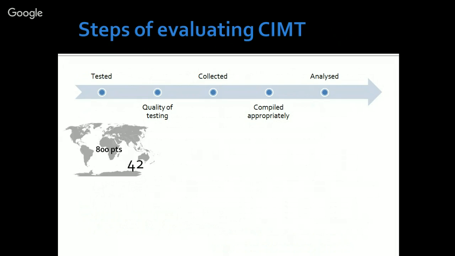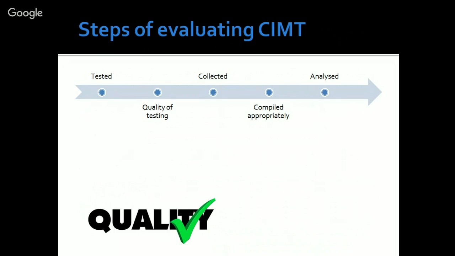Now, CIMT has been tested across the world through more than 42 high quality trials which have been applied to more than 800 patients, with 400 patients in each group. The quality of the testing procedure is good for CIMT, other than small problems here and there, but overall the quality is good.